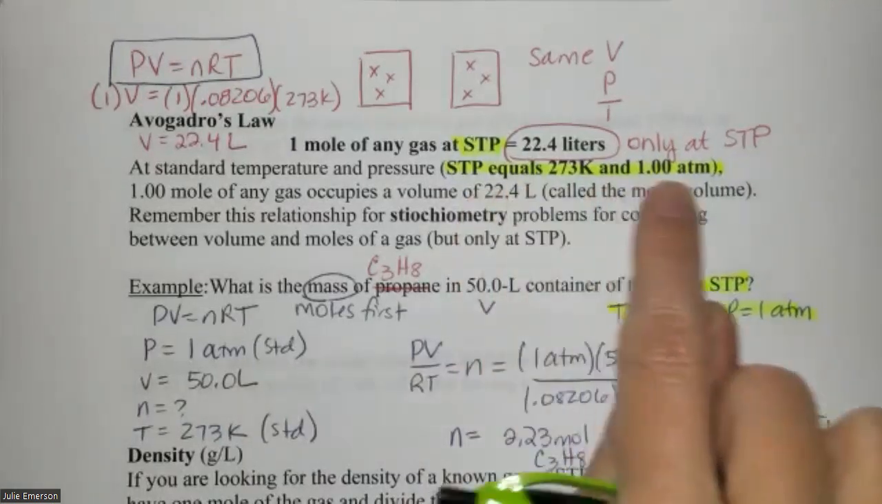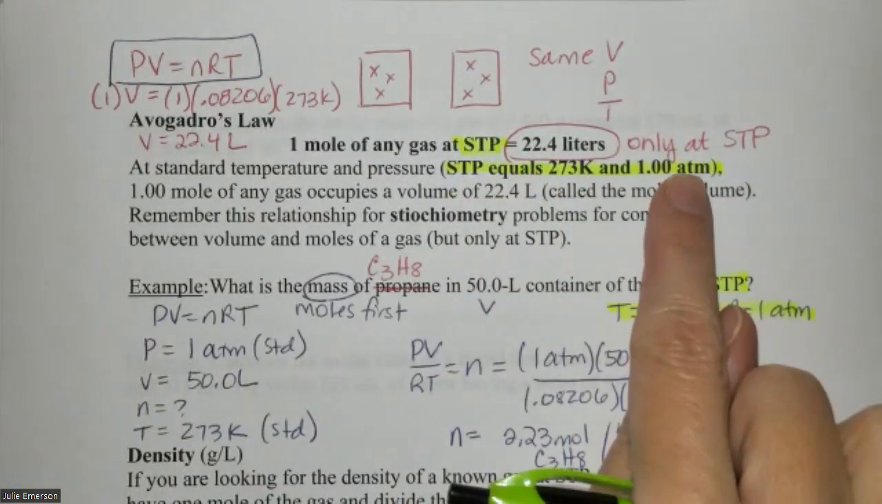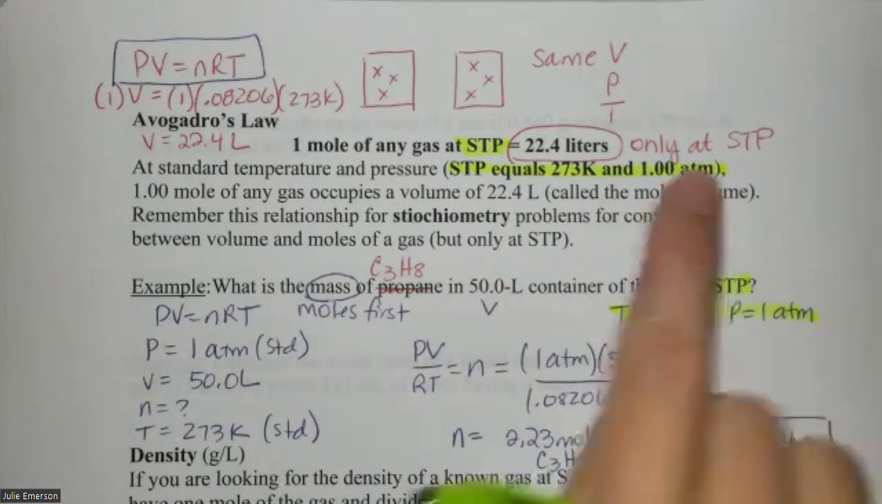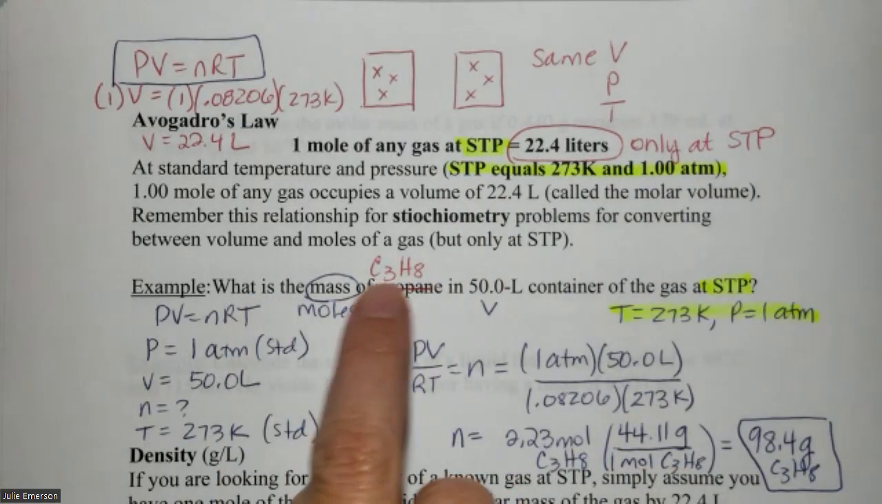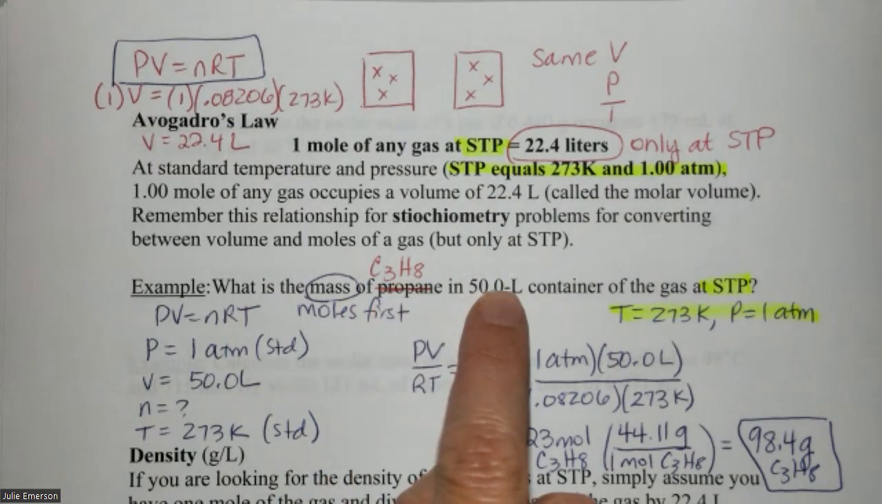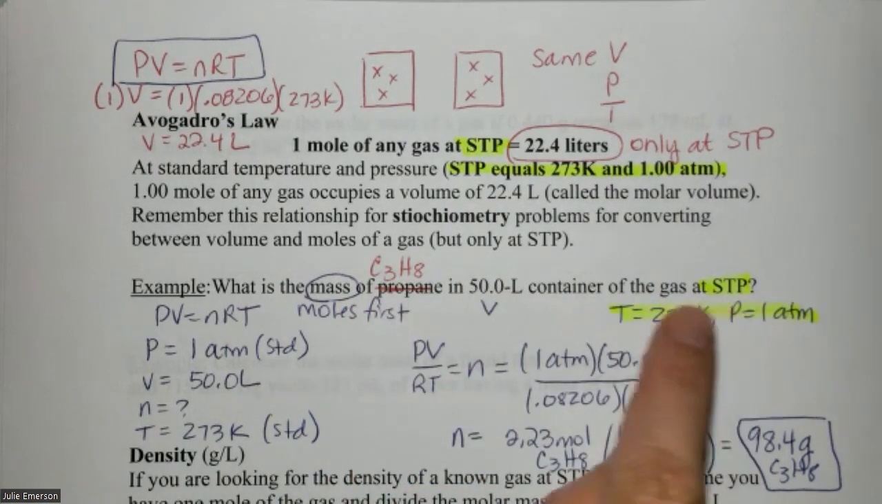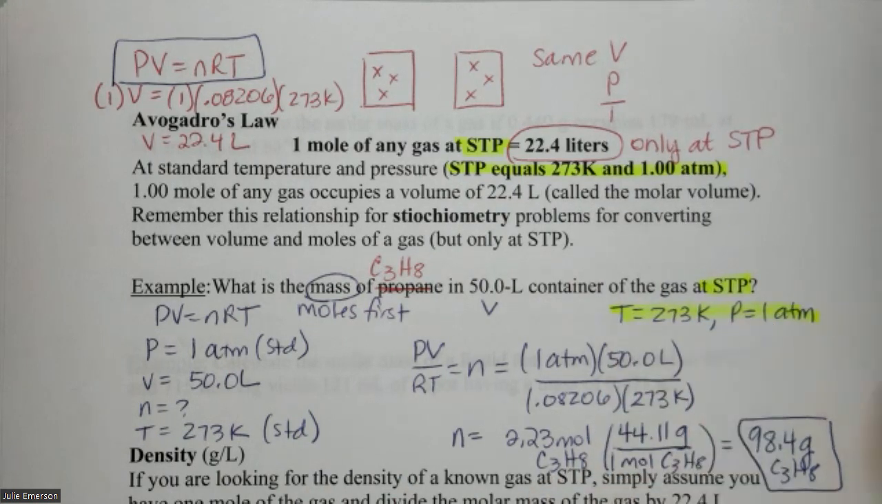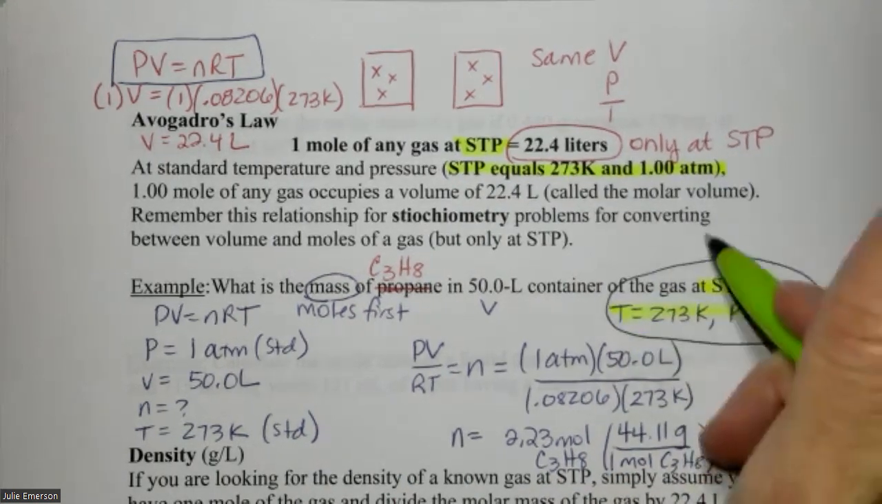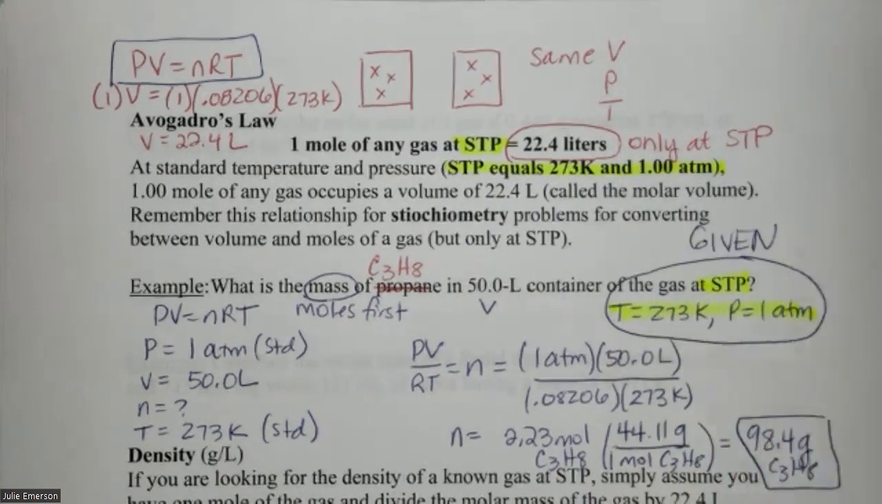Remember that STP definition will be given, so I don't have to memorize that. So when I see this question, it says, what's the mass of propane? Remember, I'll give you C3H8. I've got a volume. Coded in STP is my temperature and pressure, and that will be given to me on the test. So remember, the STP definition will be given. Then all I have to think about is, okay, I'm going to use PV equals nRT.